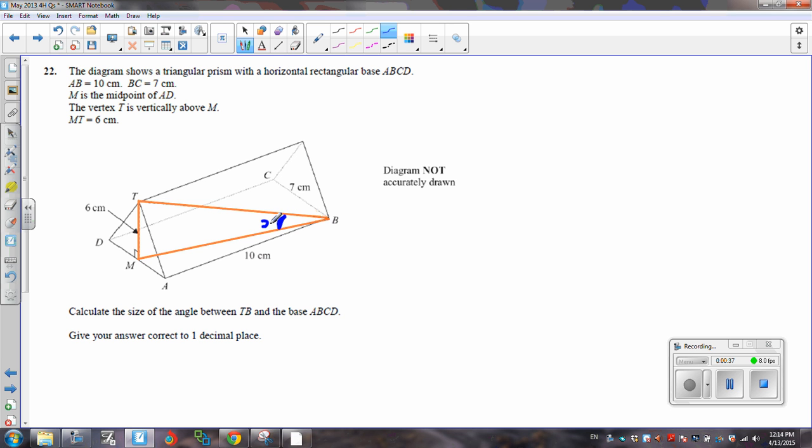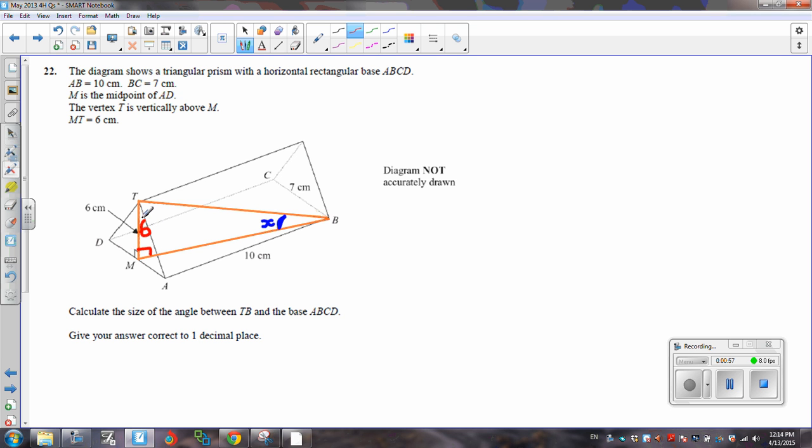Okay, so let's call that angle X. And what I need to realize is that in this triangle here, our angle TMB is a right angle because TM is vertical and MB is horizontal. So we've got a right angle triangle here. So we know some information about the right angle triangle. We know that this side is 6 centimeters.